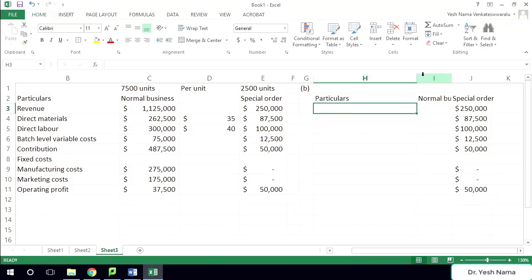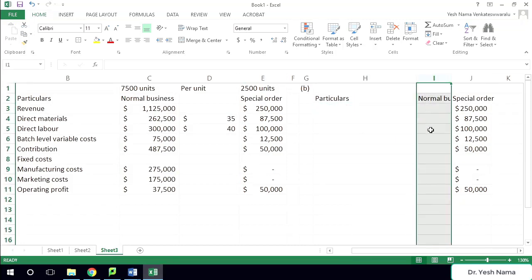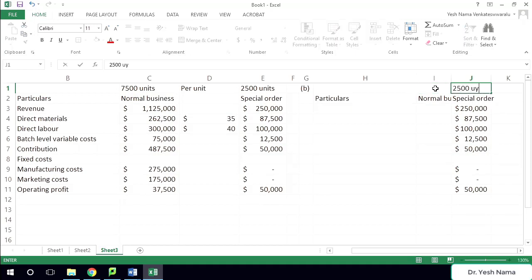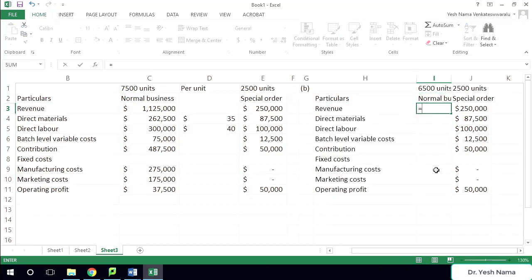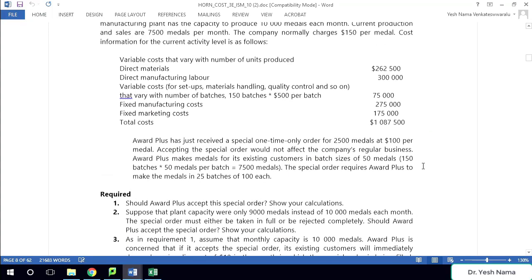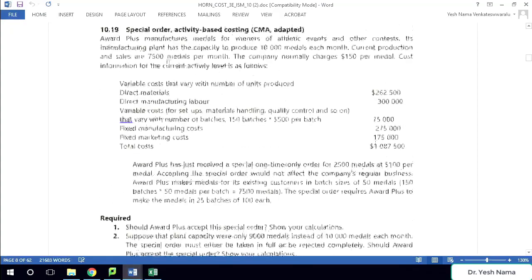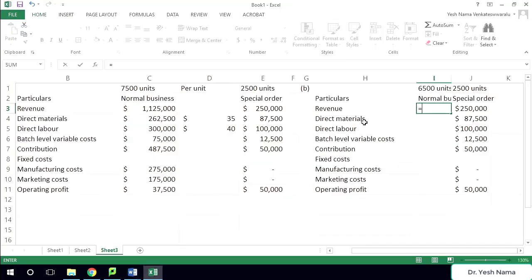But there will be a difference to your normal business. Why? Because your total capacity is not 10,000, your total capacity is 9,000. If you produce 2,500 units for the special order, how many units can you produce here? 6,500 units. So what will be your revenue for normal business? 6,500 medals times 150.